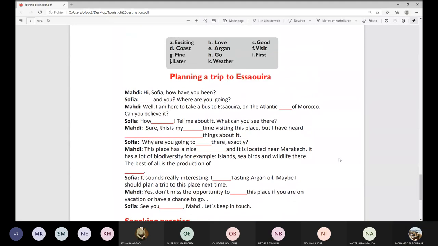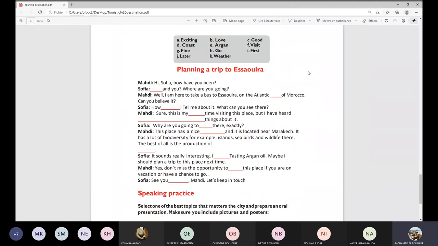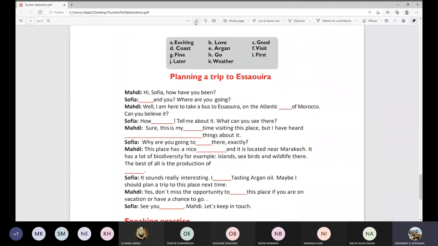So it's up to you to fill in the blanks, to complete this dialogue between Sofia and Mehdi, planning like a trip to your own town. Hurry up. Is this clear for you? Students? Is the task clear for you? Yes, but sir, there are some words that we can repeat or no? In fact, no, because as you see, if you count, you'll find 11 terms, 11 gaps. Do your best. Okay.